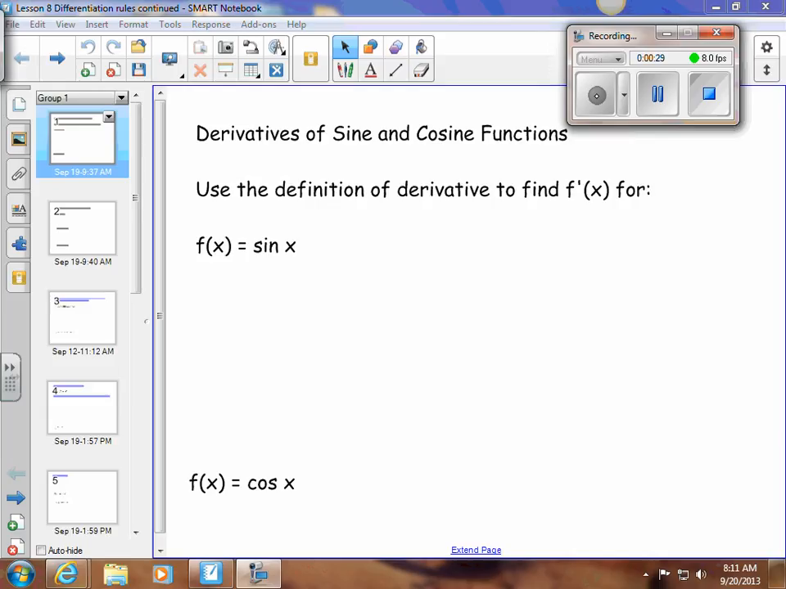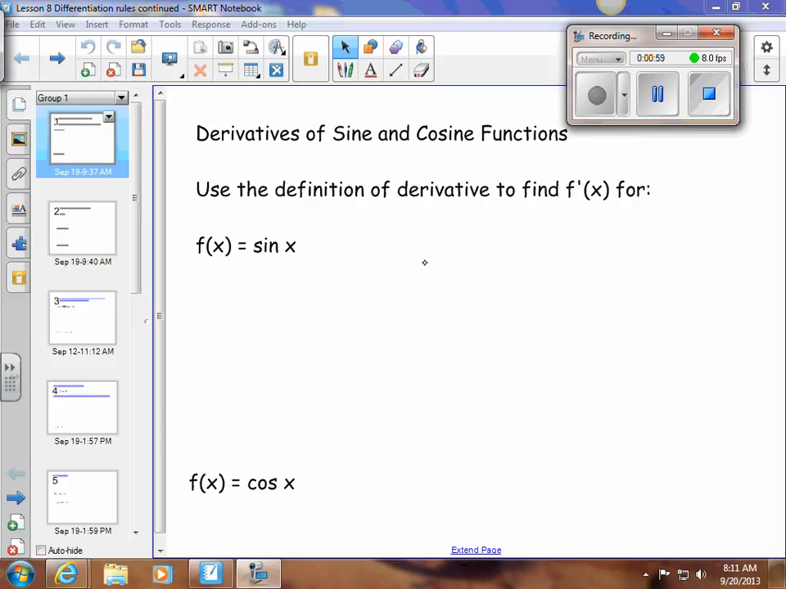You can see on your laminated sheet that the derivative of the sine of x is the cosine of x. What I'm going to do here is show you why that is so using the definition of derivative. And then we'll do it again for the cosine function and might do it again for tangent when we get to that. But all of these rules can be derived using the definition of derivative.